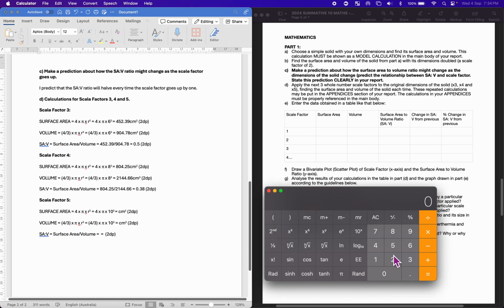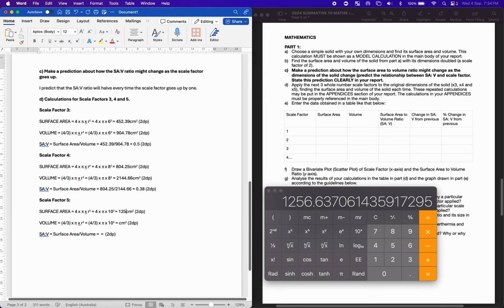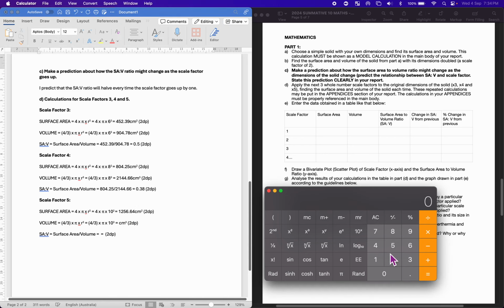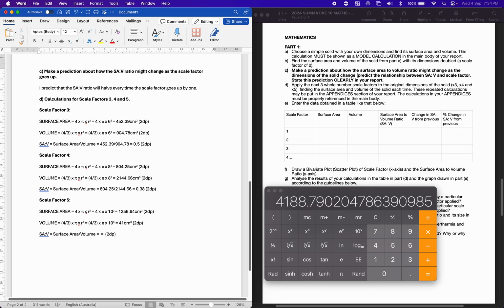Last one, scale factor 5. 10 squared is 100 times pi times 4, 1256.64 to 2 decimal points. Volume: 10 to the power of 3 times pi times 4 over 3, 4188.79. Do the division: 1256.64 divided by 4188.79.